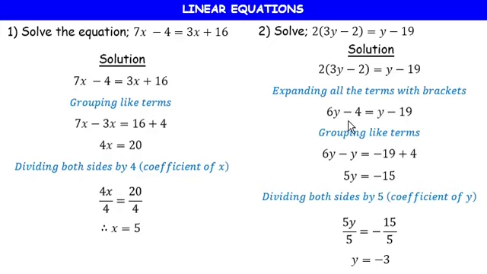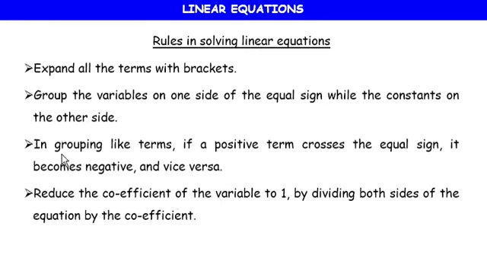So that is what we have here. So we had 6y minus y, right, is equal to negative 19 plus 4. But let's try to understand why it became 6y minus y is equal to negative 19 plus 4. Let's look at the next principle. In grouping like terms, if a positive term crosses the equal sign, it becomes negative and vice versa.